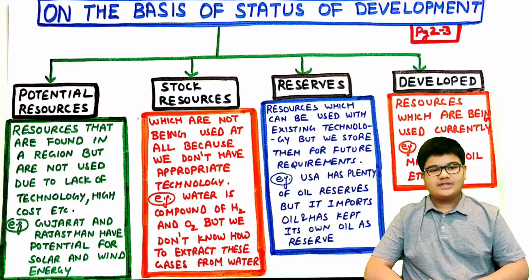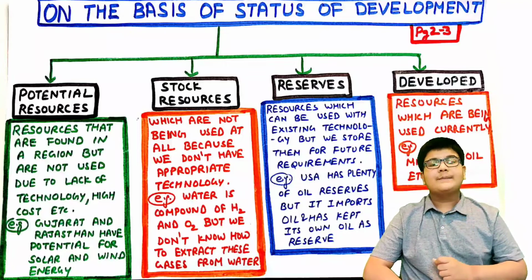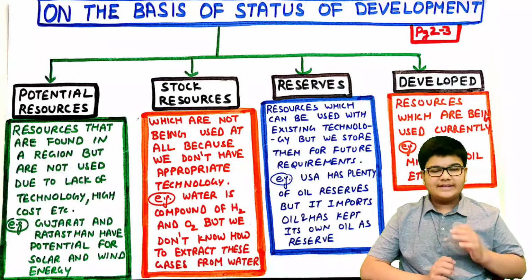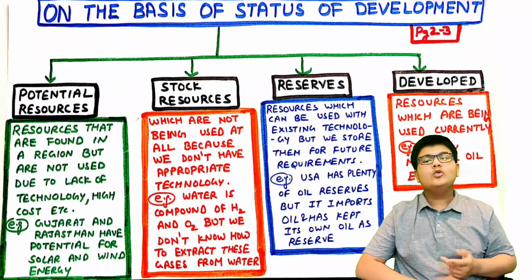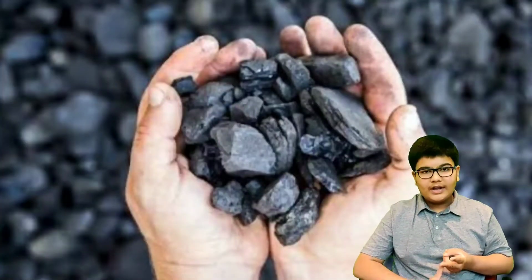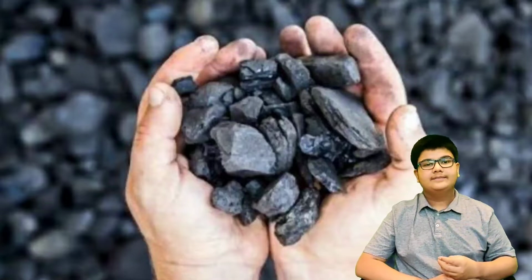Fourth, developed resources. These are the resources which are being used currently. So we know everything about them and we are using them in the present time. Examples include coal, mineral oil, wood, etc.